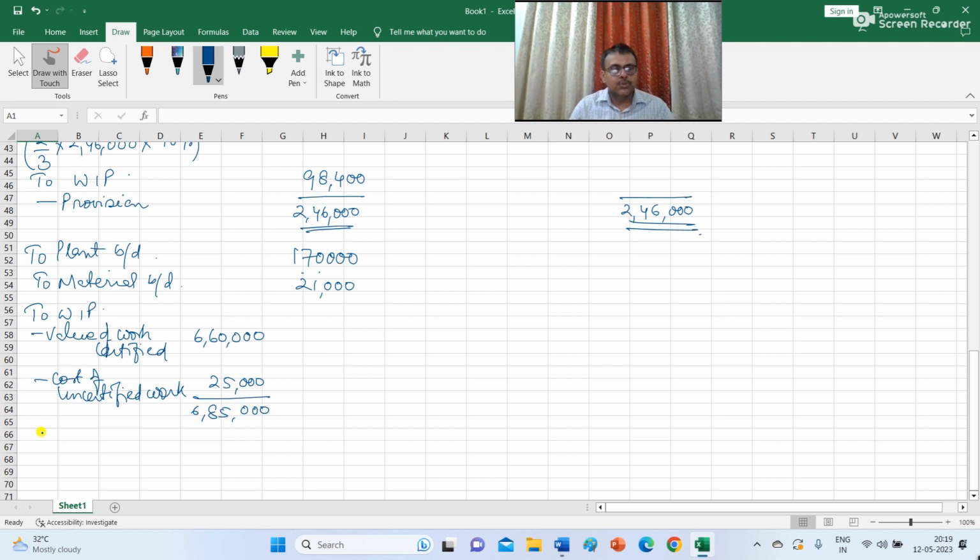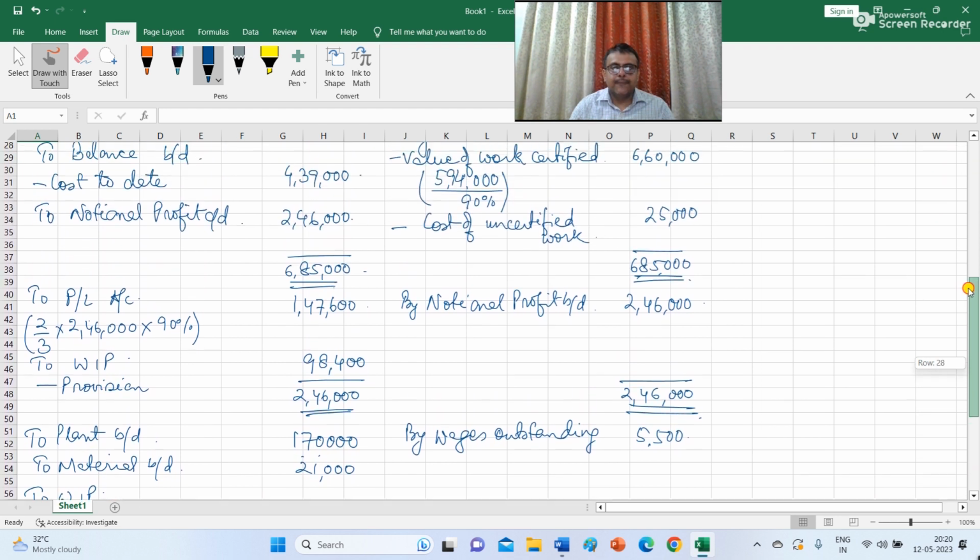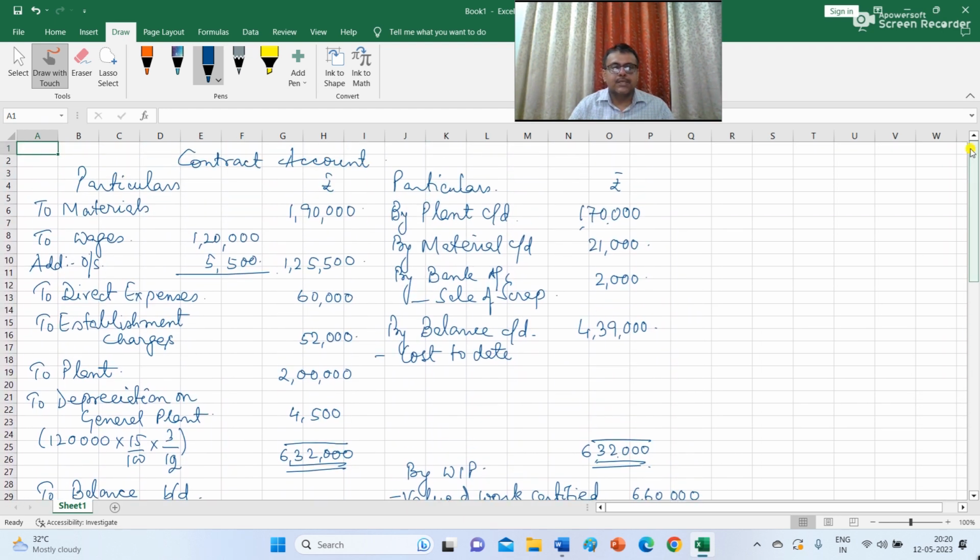6,85,000 is the total of these two, less provision, and the provision was for 98,400. So in the outer column, I am going to write 5,86,600. And on the credit side, I am going to write the wages outstanding for rupees 5,500. So you can see the structure of the contract account and how I have recorded the transaction in this account.